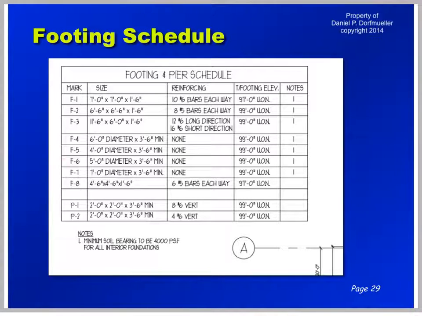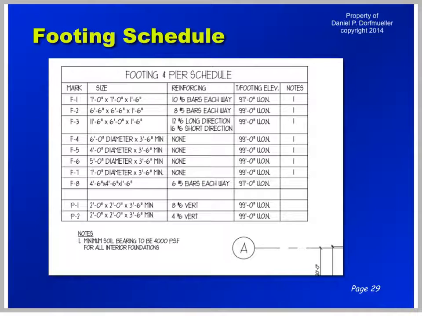It tells you which ones. Here's F5, it tells you 4 foot in diameter by 3 foot 6 min. It also gives you, see, an F3 is 11 foot 6 by 6 foot by 1 foot 6 deep. Gives you the rebar, and it tells you what the top of the particular footing is.